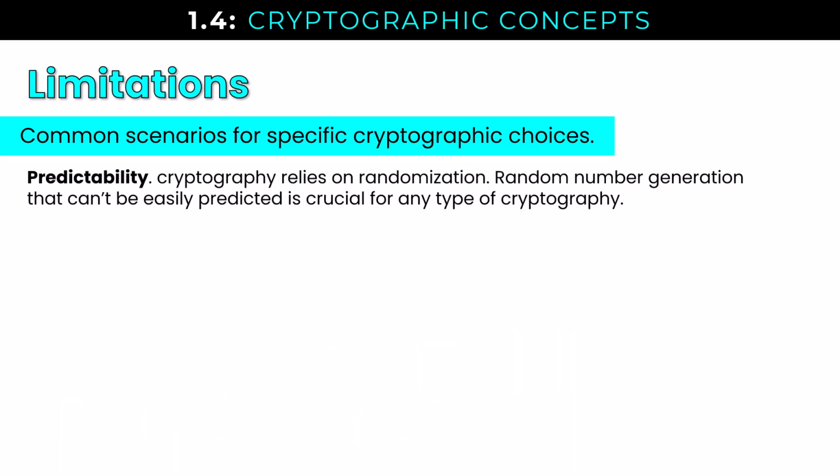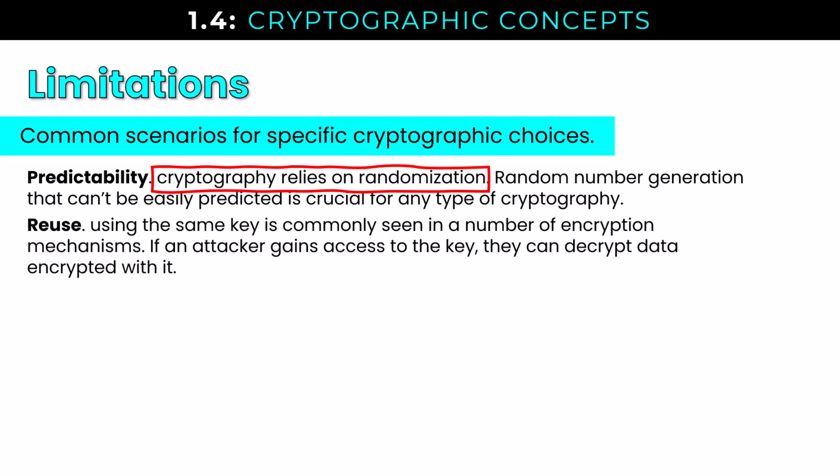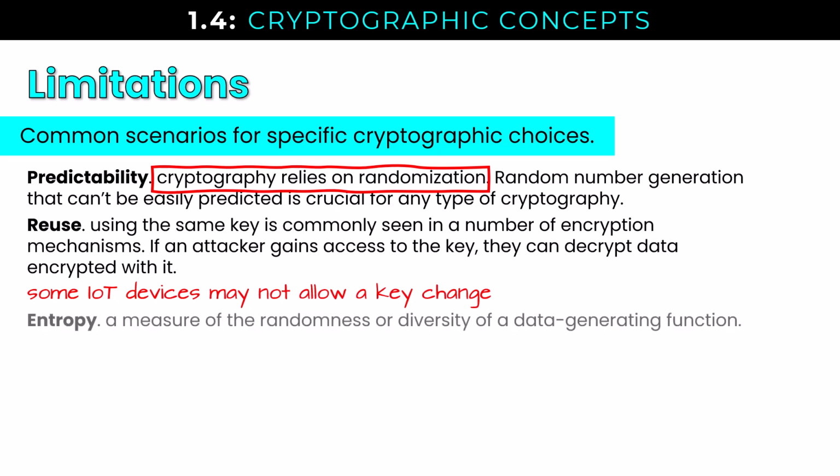Predictability. So cryptography relies on randomization. Random number generation that can't be easily predicted is crucial for any type of cryptography. Reuse. We know using the same key is commonly seen in a number of encryption mechanisms, and if an attacker gains access to the key, they can decrypt data encrypted with it. And while changing those keys out frequently is great, some IoT devices may not allow for a key change, which might lead us to use a stronger key than we would otherwise.